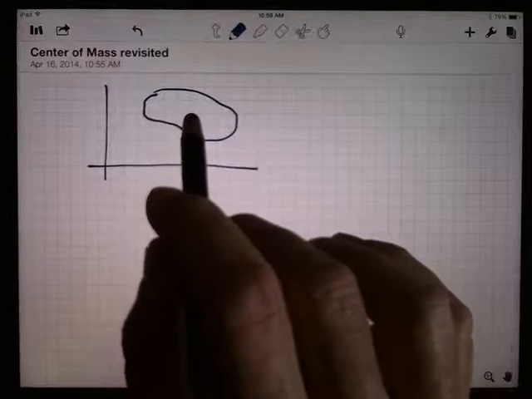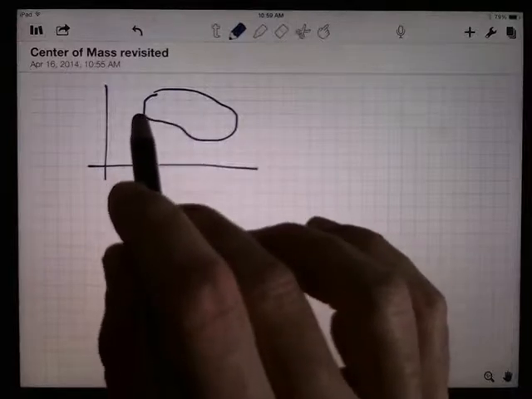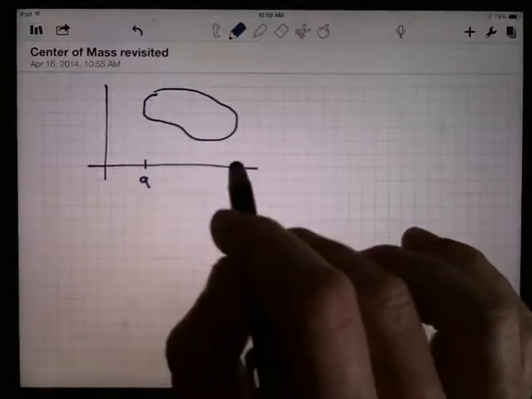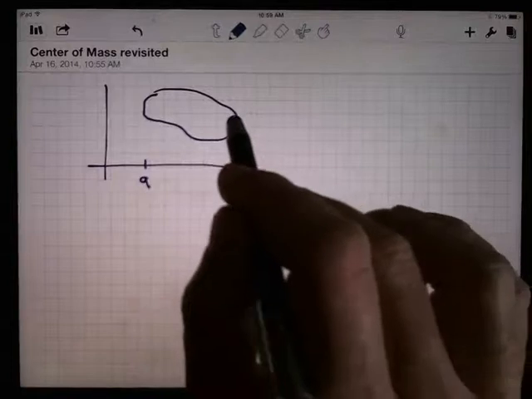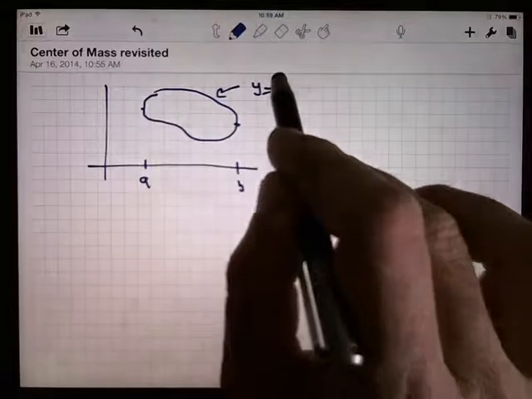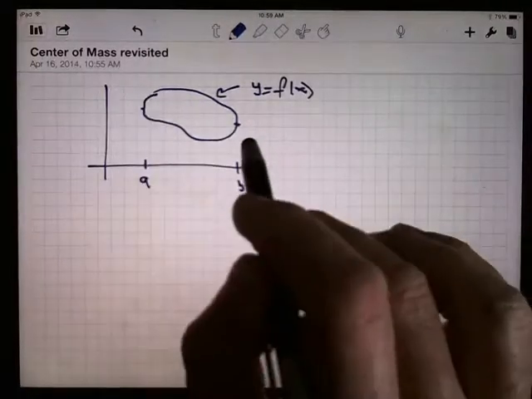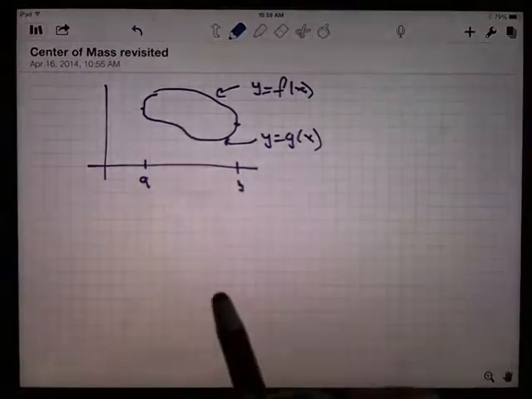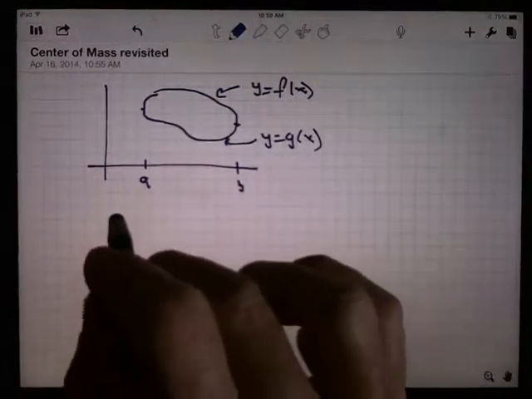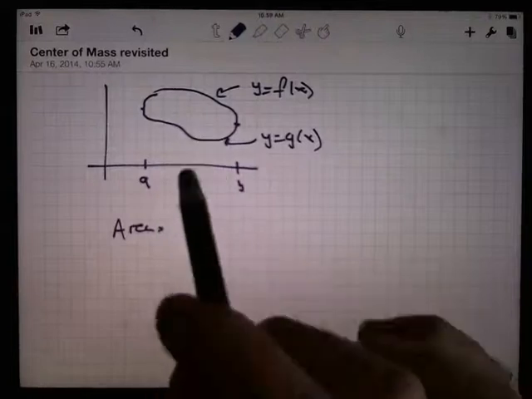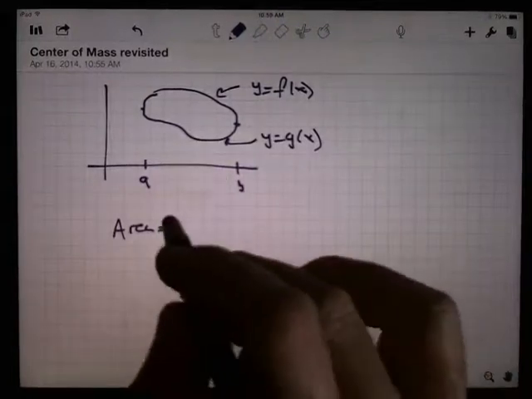But you've got this region that you're trying to find the center of mass of, and we describe it in terms of some lowest x value to some highest x value, and then we have a function describing the top. So y equals f of x describes the top part, and y equals g of x describes the bottom part. And so we can talk about the area instead of calculating the mass, since you're multiplying by the density function of 1, the mass and the area are essentially the same thing.